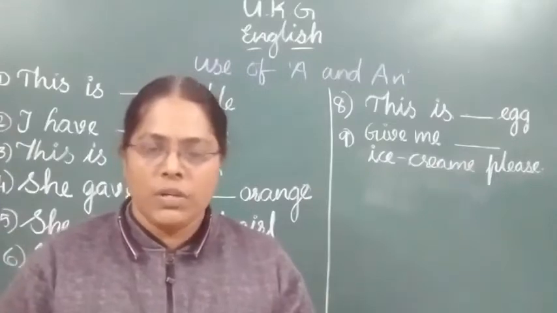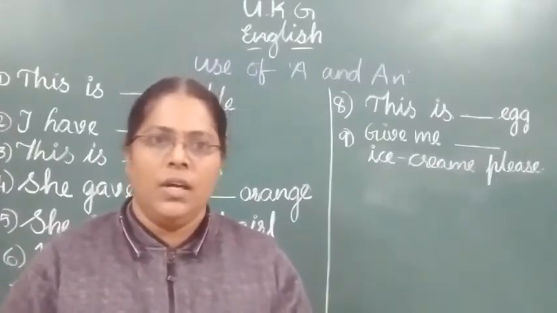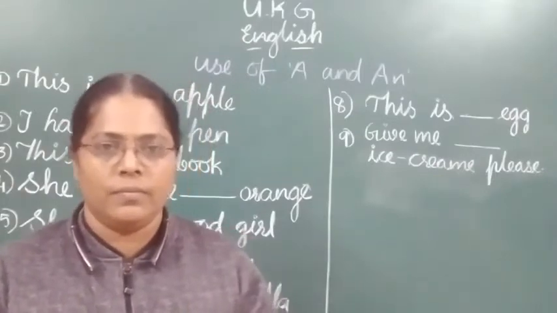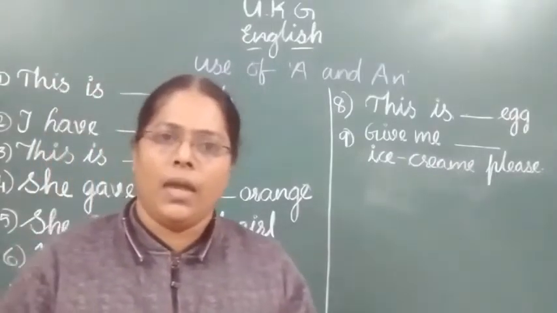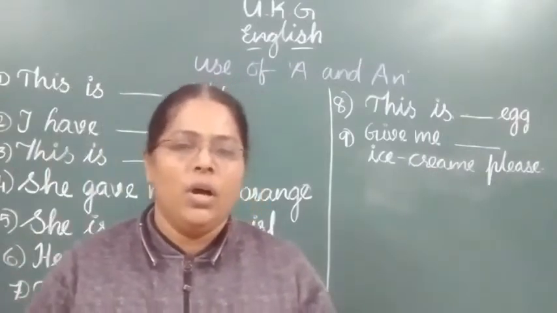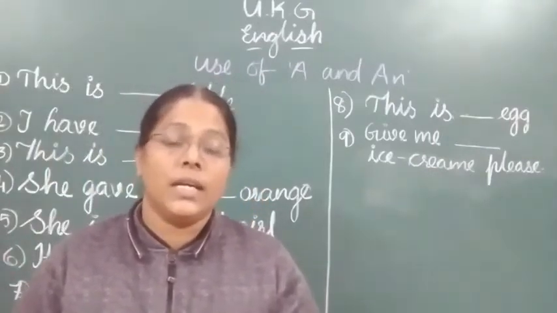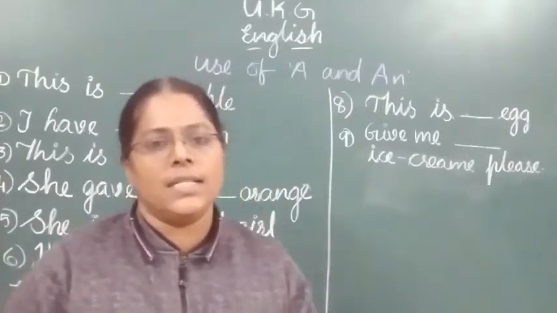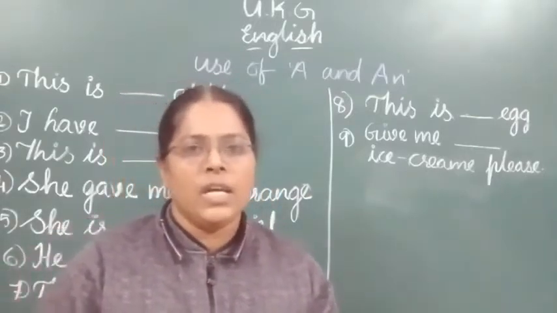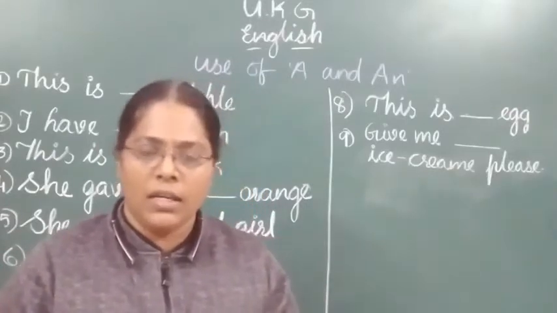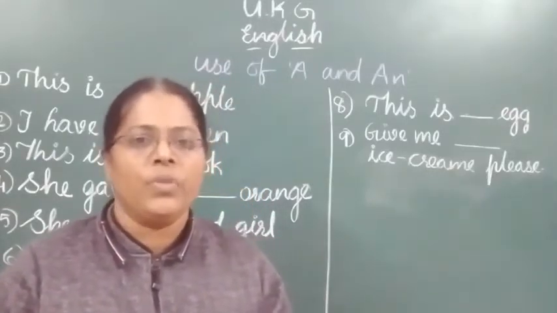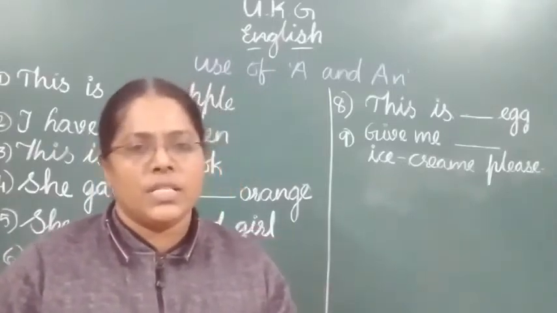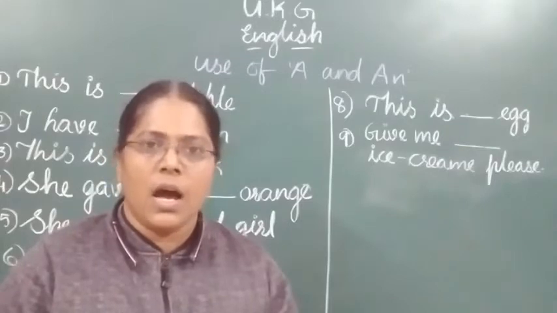Dear students, in today's video we are introducing the use of a and an. Dear students, you know that the English alphabet has 26 letters in all. Of these, the vowels are A, E, I, O, U, and the rest are consonants.